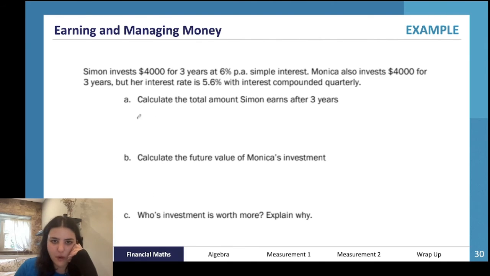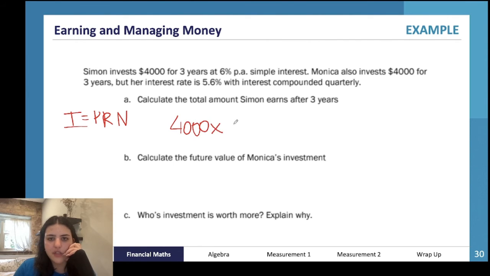So Simon invests $4,000. So simple interest, which hopefully you've covered in year 9 or year 10, is I equals PRN. So the principal is $4,000 times the rate, which is 6% per annum, so 0.06 times 3 years. So 4,000 times 0.06 times 3 years, he earns 720.